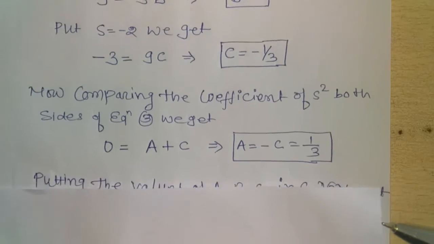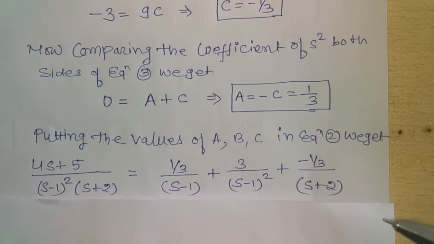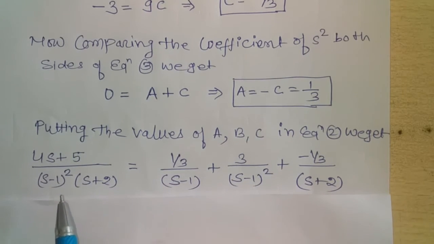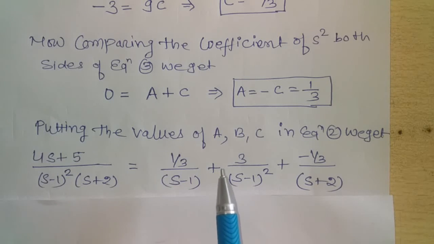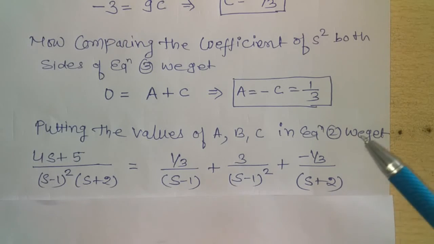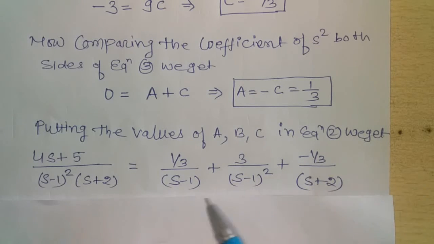We get (4s plus 5) upon (s minus 1) whole square into (s plus 2) is equal to a upon (s minus 1), and the value of a is 1 by 3, plus b upon (s minus 1) whole square, and the value of b is 3, plus c upon (s plus 2), and the value of c is minus 1 by 3. So this completes the partial fraction of the given function.